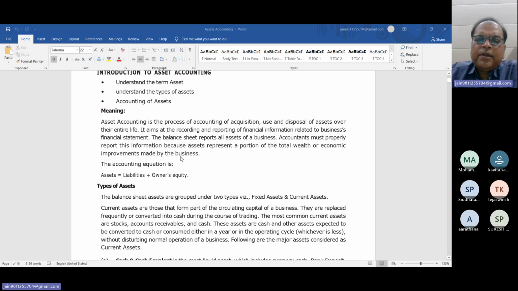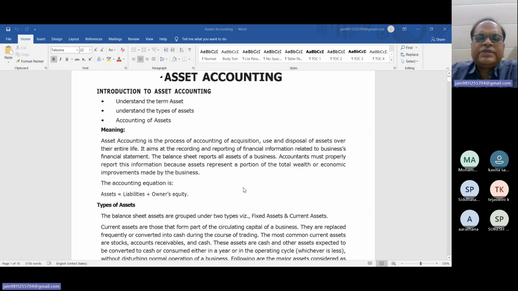First, the meaning of assets, types of assets, and the two types of fixed assets. Now we will discuss one by one. This is the definition of assets. Assets accounting is a process of accounting of acquisition, use and disposal of assets over their entire life.